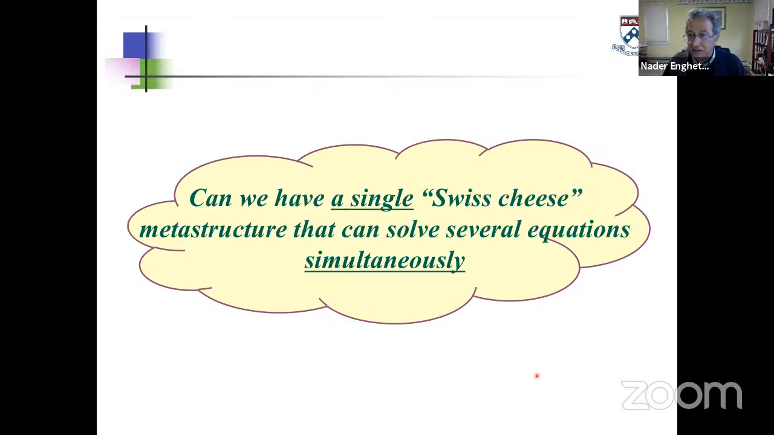We said, okay, there are several directions we are taking this. One direction is that we ask ourselves an even tougher question. We were able to design a Swiss cheese that can solve a class of integral equations with a given kernel but arbitrary input. Can we do more than that? Can we actually design one Swiss cheese metamaterial that can solve more than one integral equation at the same time?